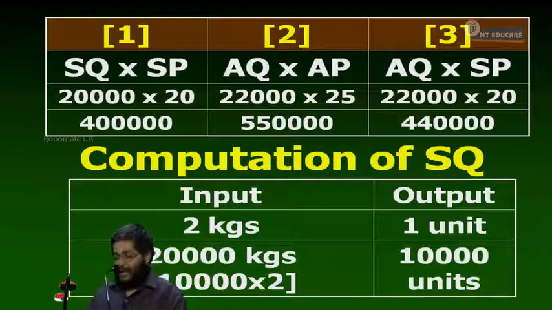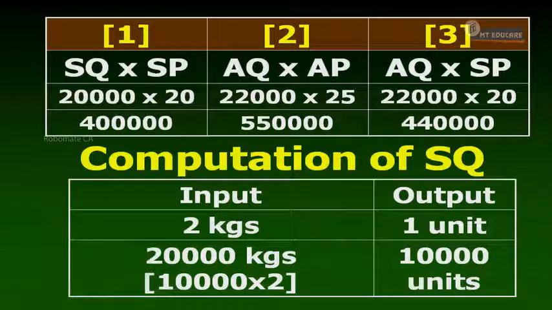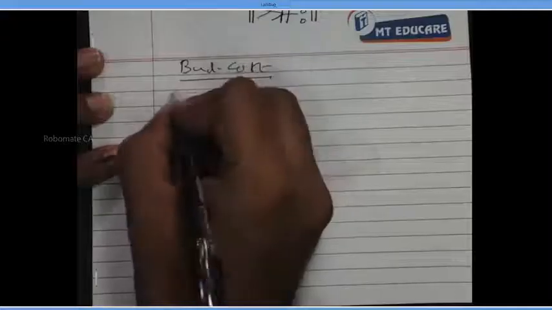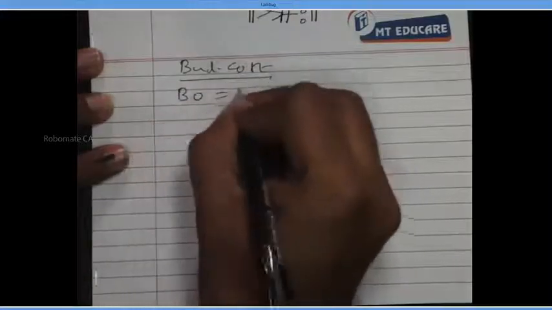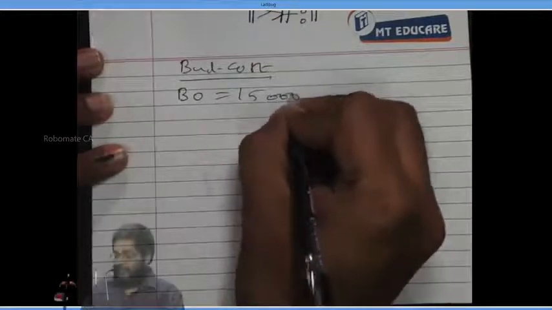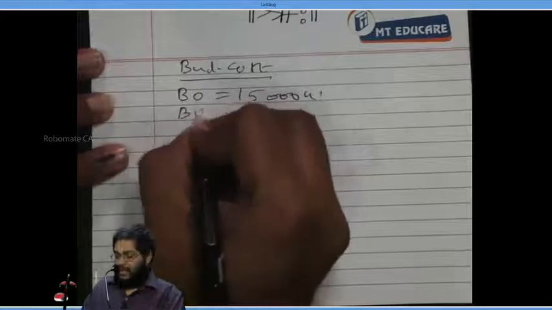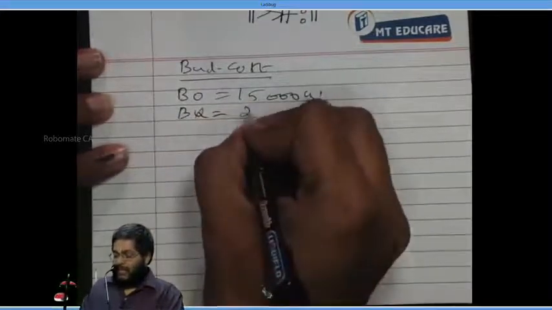I add a detail called what? Budgeted output is how many units? 15,000 units. See, there is something called budgeted cost. Budgeted output is equal to how many units? 15,000 units. That means budgeted quantity is equal to every unit.